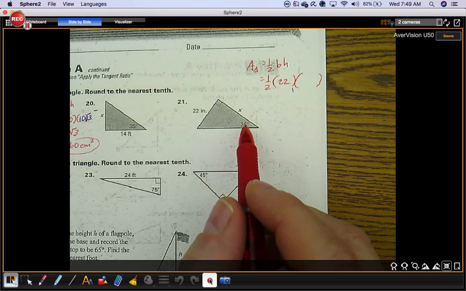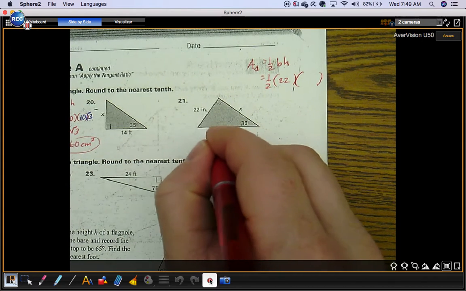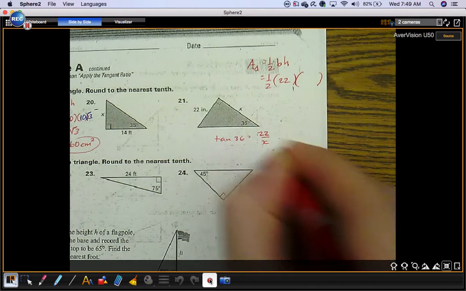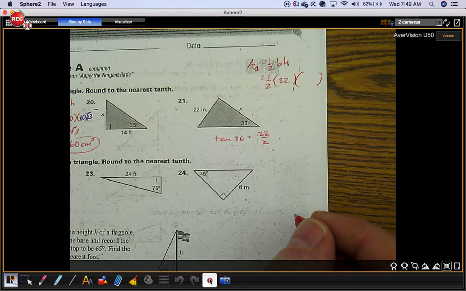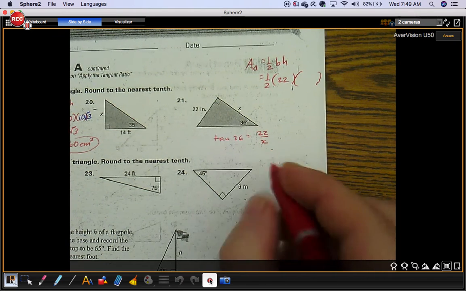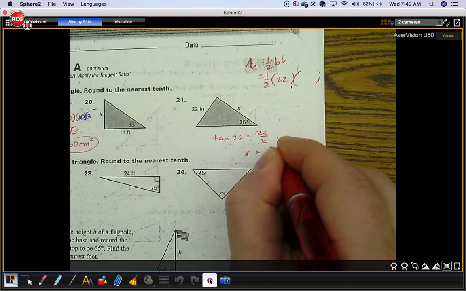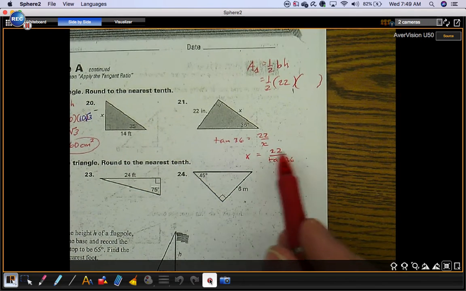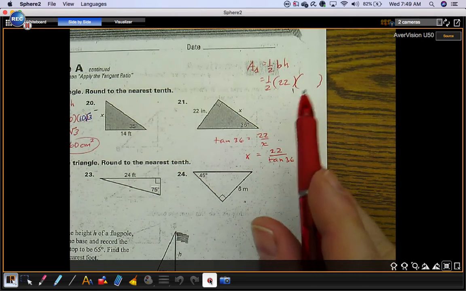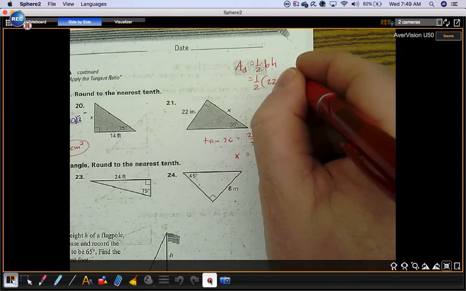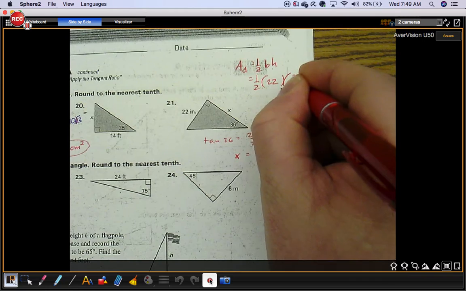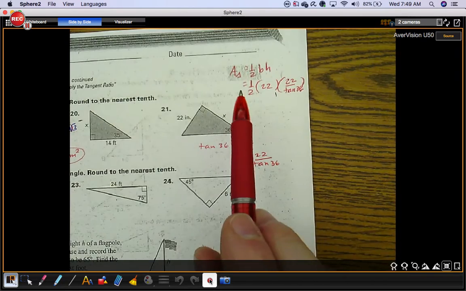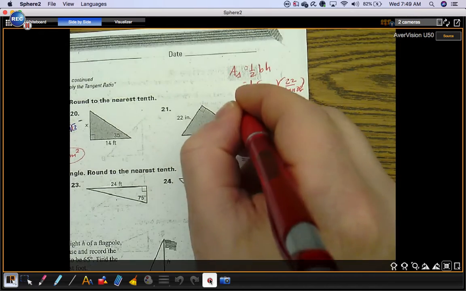So I need to use tangent because I have a leg and I want a leg. So tangent of 36 equals my opposite over my adjacent. Now if I want x by itself, I need to do 22 divided by tan of 36. And this might seem weird to you. That's the exact answer. That's what you put here. 22 divided by tan 36. Because it's exact, now I can type all three things in and get an answer.